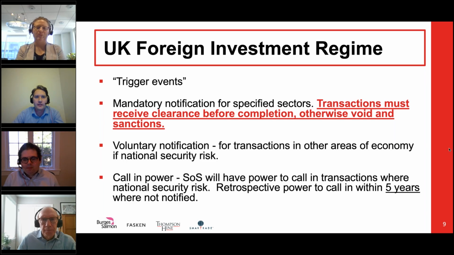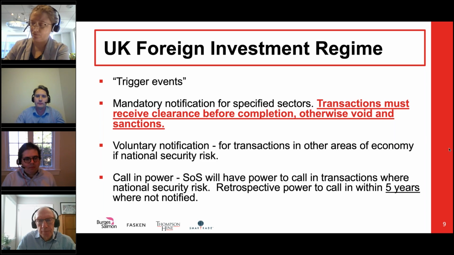And then another key point to note is that the Secretary of State, as I mentioned, will have this power to call in transactions. So where transactions are not notified, the Secretary of State will have the power to look back retrospectively over a period of 5 years, which is really quite significant. And if we just move on to the next slide.